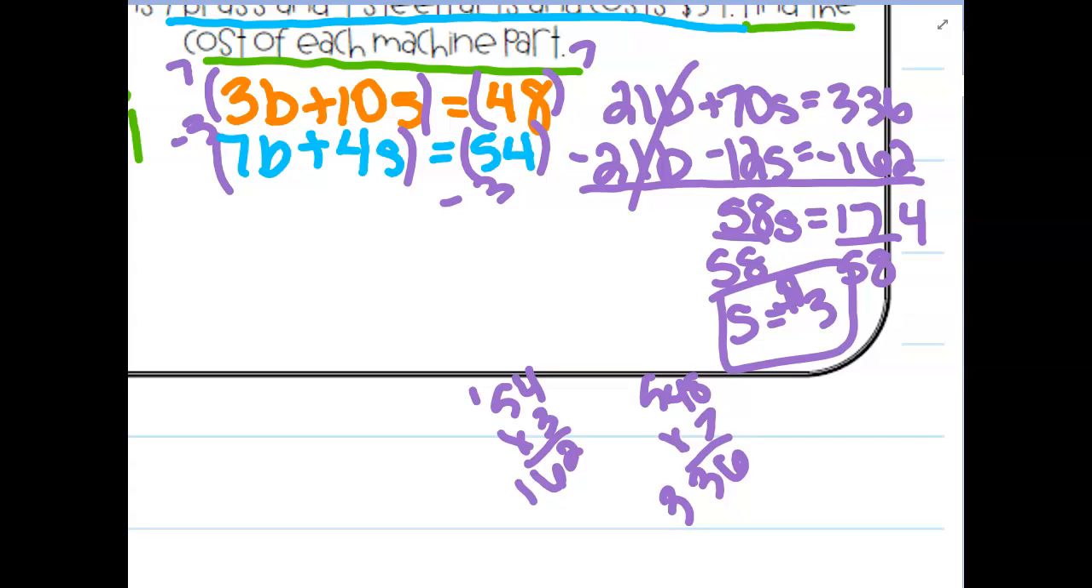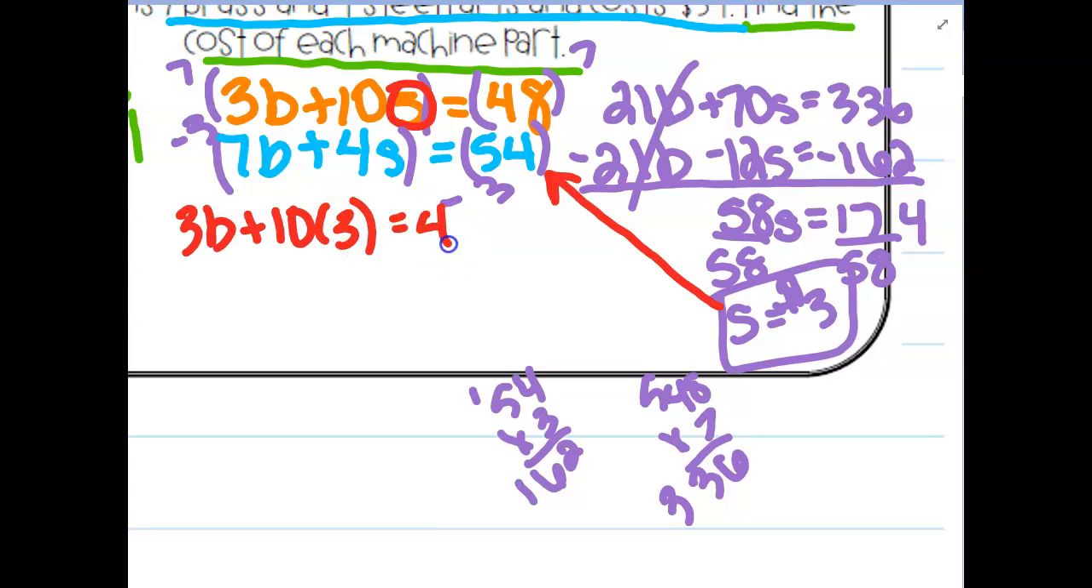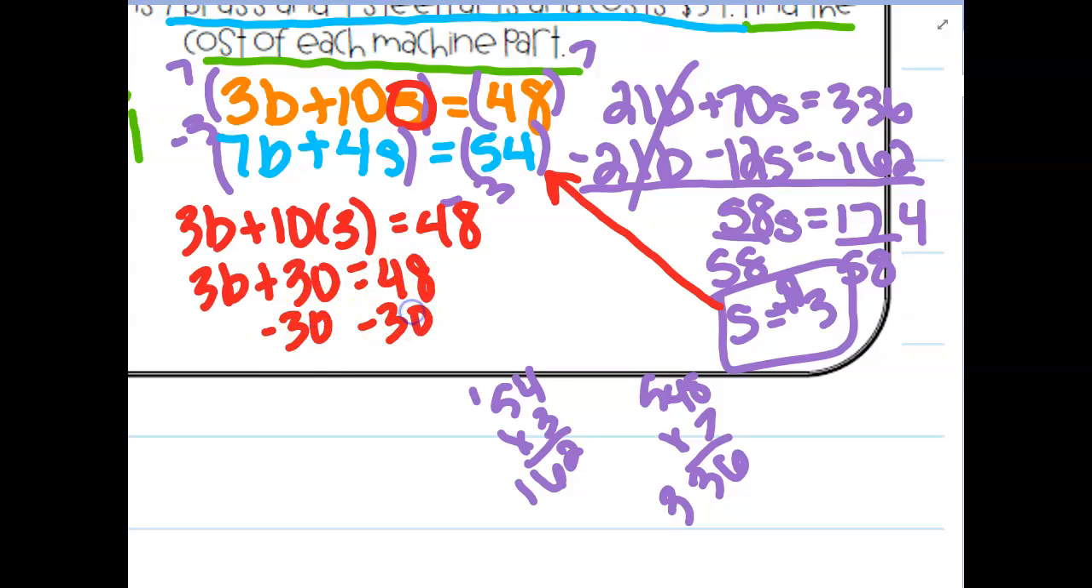So then to find out how much the brass parts cost, plug it into one of the other ones. So I might choose this first one here. Remember we solved for S, so we have to plug it in for S. So we have 3B plus 10 instead of S. Let's plug in 3 equals 48. So 3B plus 30 equals 48. Subtract 30. So 3B equals 18. Divide by 3, we get B equals 6.